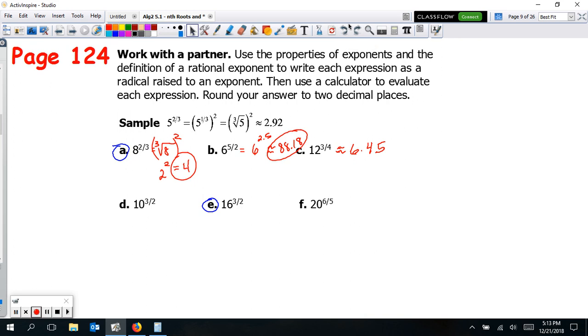Here's another one. You got the square root of 10. Is 10 a perfect square? No, it's not. So we're going to have to use the calculator for this one. And so that's just going to give us 31.62 as a number.